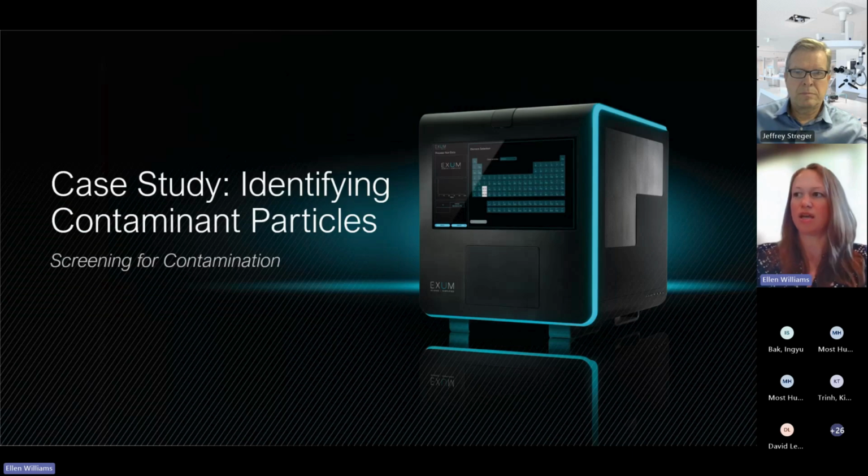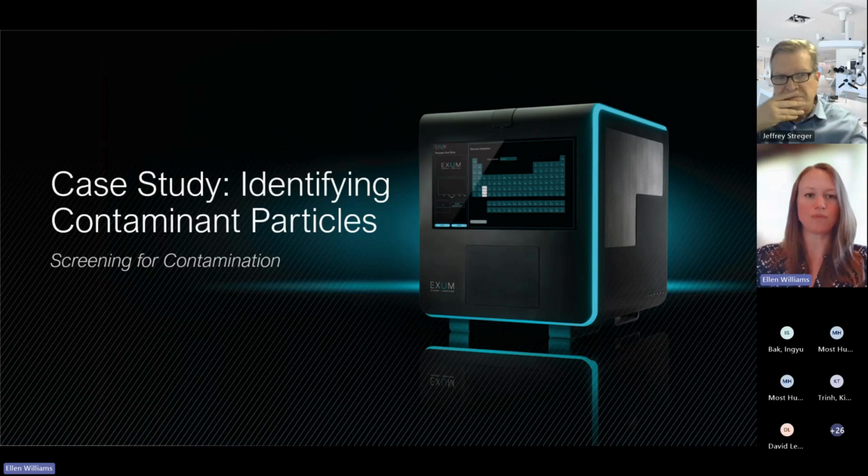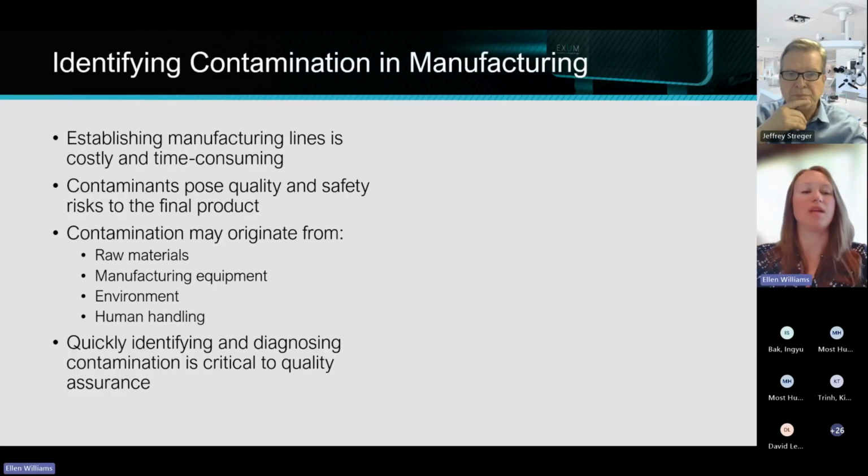And so the next case study that I want to talk about is showcasing the screening abilities. So again, quantitative data is great. That's what a lot of mass spectrometry is used for, but we can also get some pretty valuable information without doing any quantitative analyses.